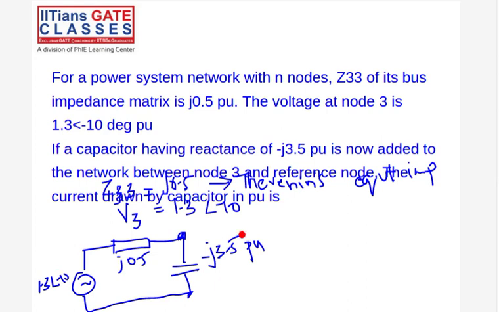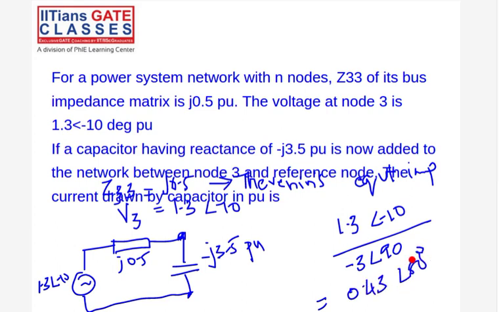So what would be the current flowing through this? It is basically 1.3 angle minus 10 divided by, so this is j0.5 minus j3.5, right? So this is minus j3 which is 3 angle minus 90. So if you divide, you will get 0.43 angle 80. See, that simple problem. Is that clear? Does that make sense?